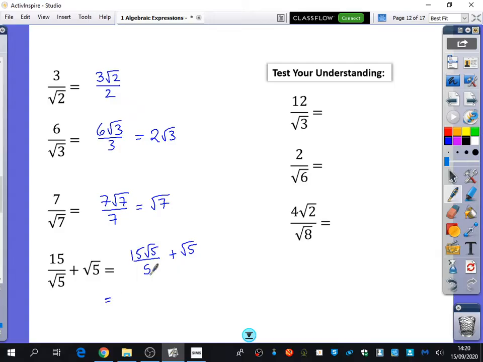Zainab, what does 15 root 5 divided by 5 simplify to? Good, so I've got 3 root 5 plus root 5. And then Zakia, what is 3 root 5 plus root 5? 4 root 5. Good, it's 4 root 5. It kind of behaves like algebra, like 3a plus a is 4a. So you've got 3 of them to try here. I'm just going to give you probably a minute and a half to try these ones, and then we'll go through them on the board together.